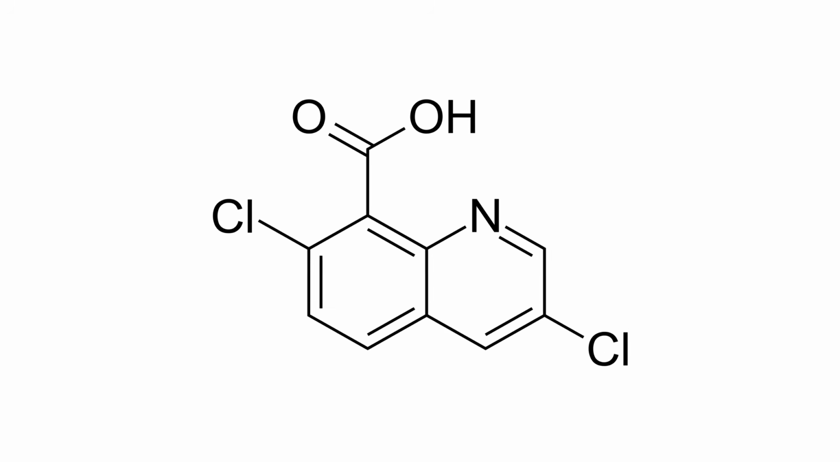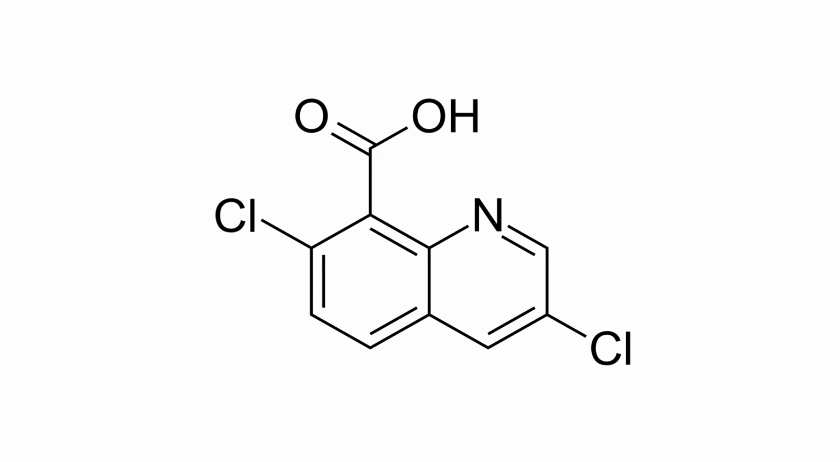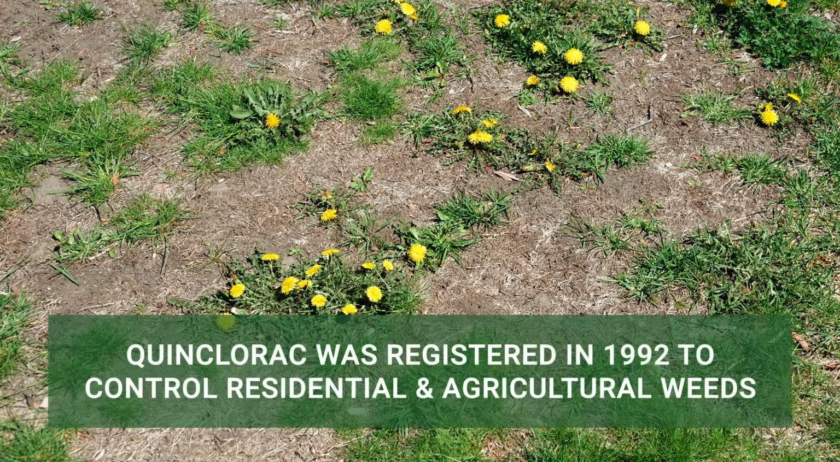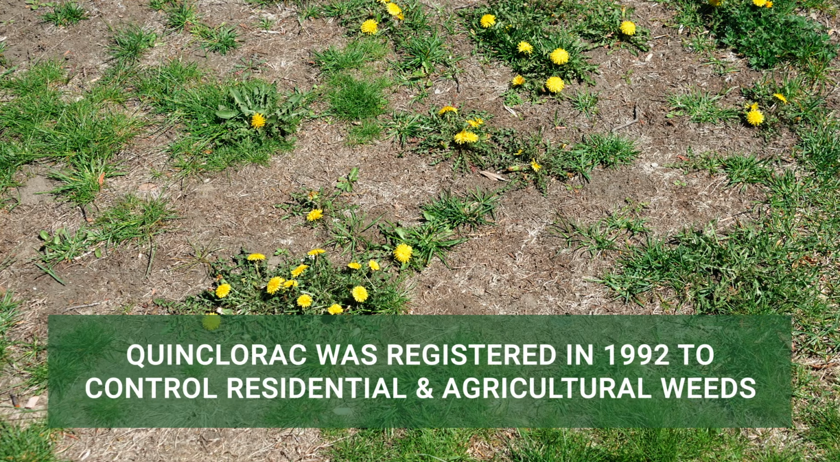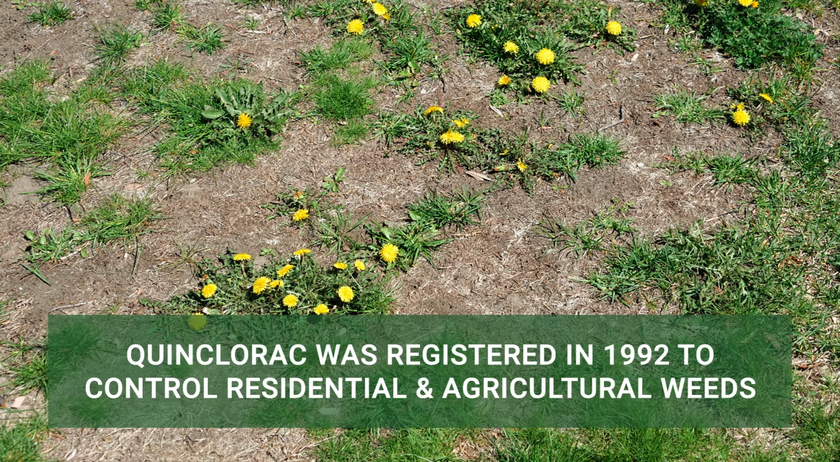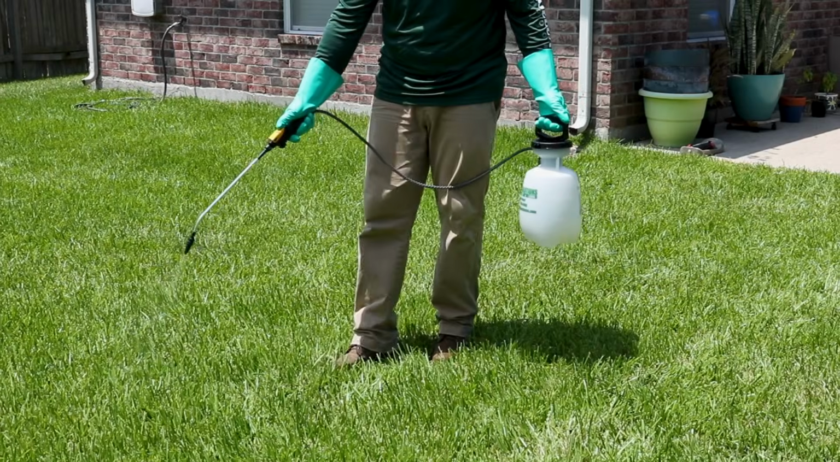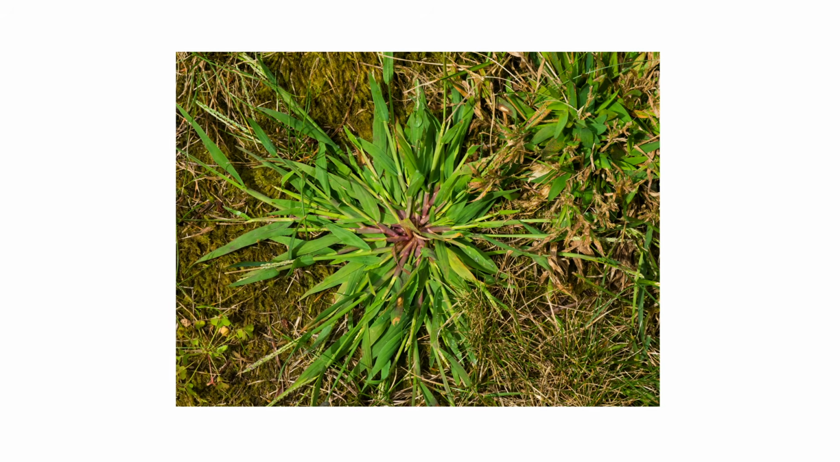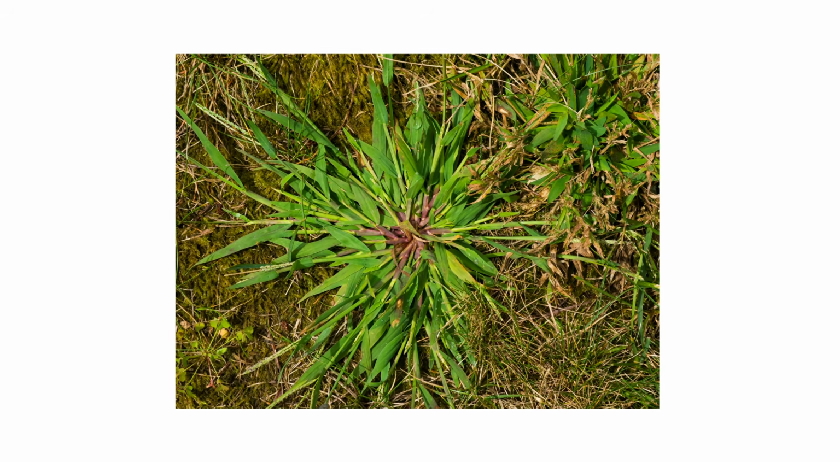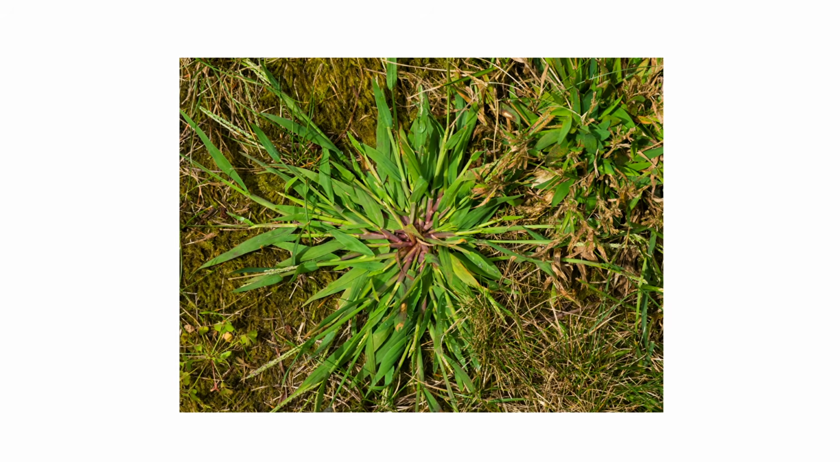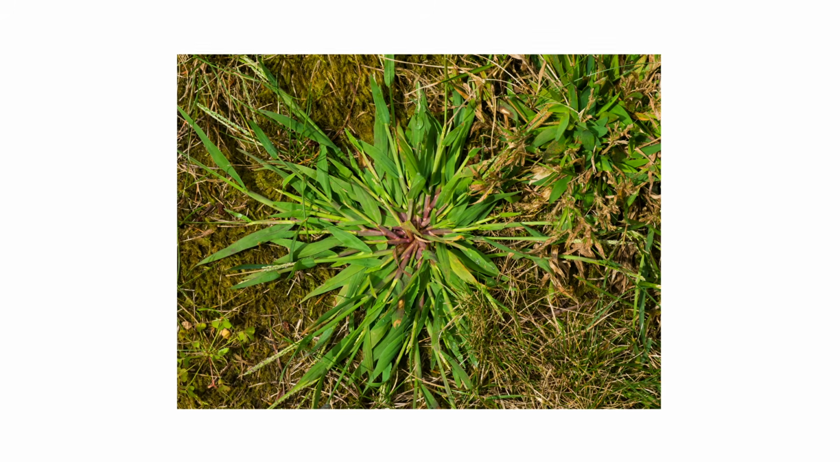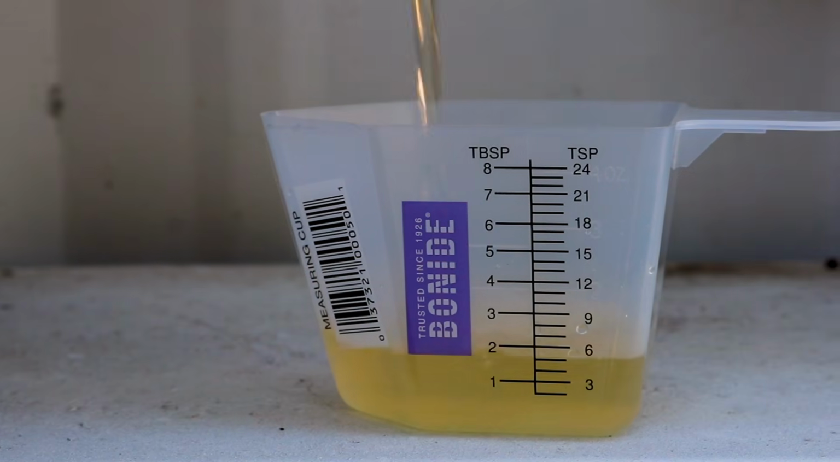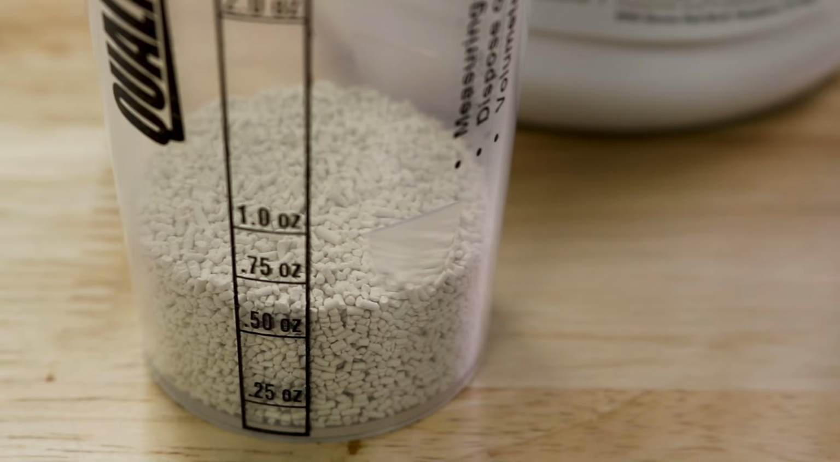Quinclorac is an active ingredient used in herbicides designed to control broadleaf weeds and grassy weeds growing in turf. This ingredient was first registered in 1992 to control weeds growing on agricultural and non-agricultural properties. These days, it's often used to control weeds on residential properties, notably crabgrass. When crabgrass starts to take over lawns, many homeowners use Quinclorac to eliminate them and keep their lawns cleared of any weeds. Products made with Quinclorac are typically made as liquid concentrates or as dry flowables.